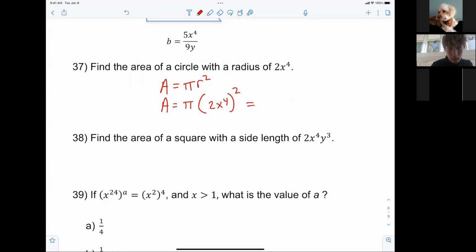All right. So pi, what is 2 squared? Say it. 4. Then what do I do? X to the fourth squared. What does that become? X to the eighth. So generally we simplify this by saying 4 pi x to the eighth. That's the area of that circle. All right. Anybody have any questions with that?